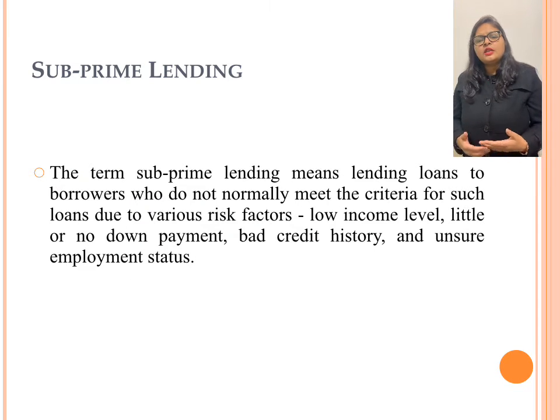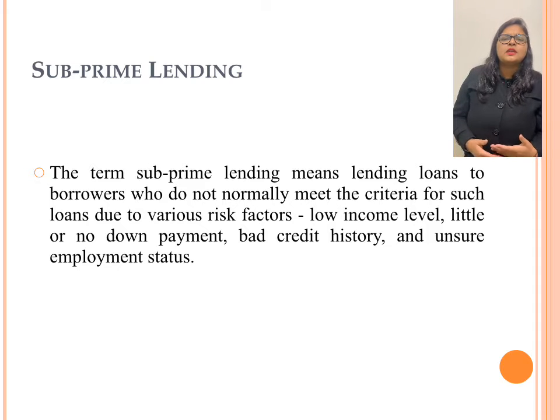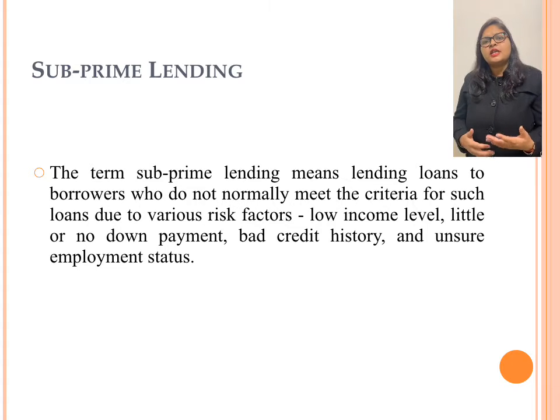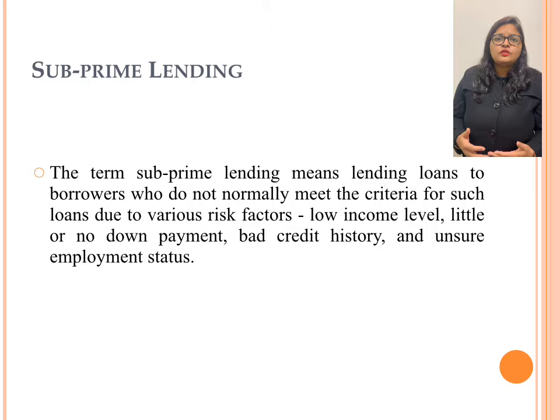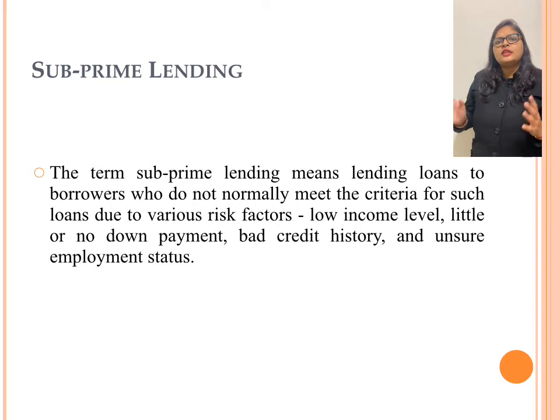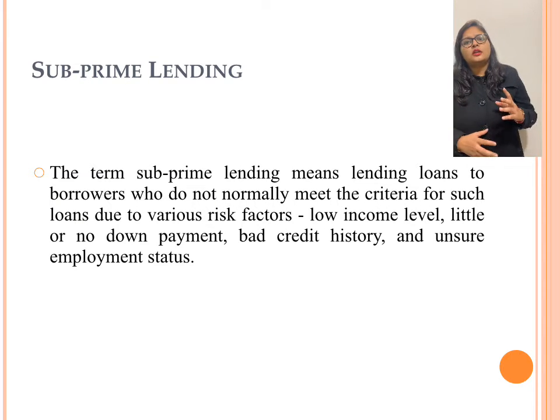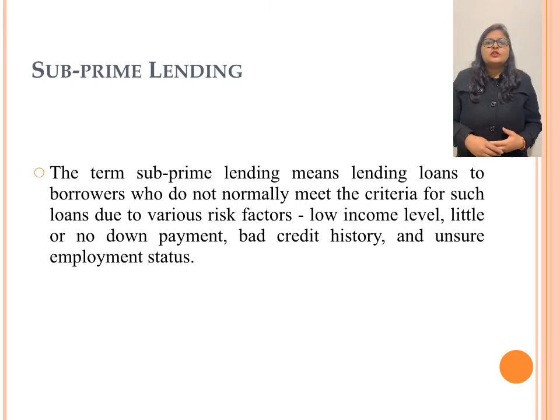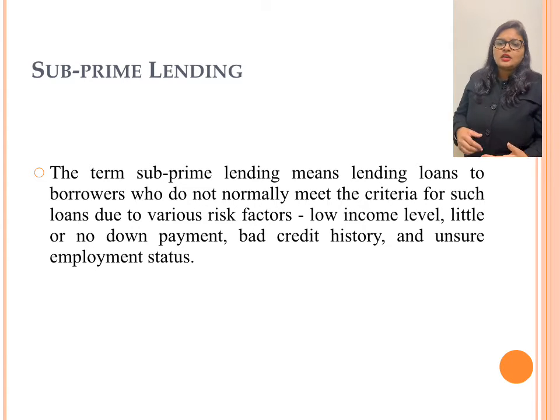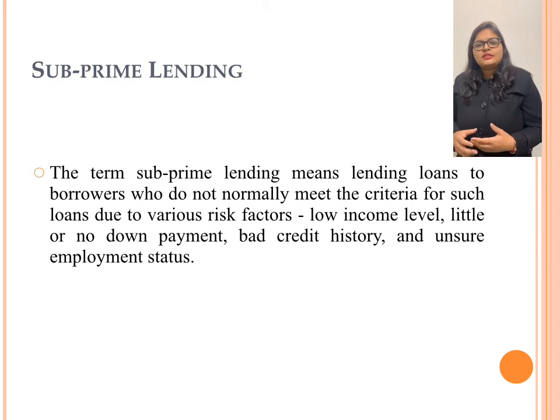Next comes the meaning of subprime lending. Subprime crisis started due to subprime lending by the banks. Banks offer loans to customers who do not fall in the category of good credit history borrowers due to their low income, bad credit history and unassured employment status.